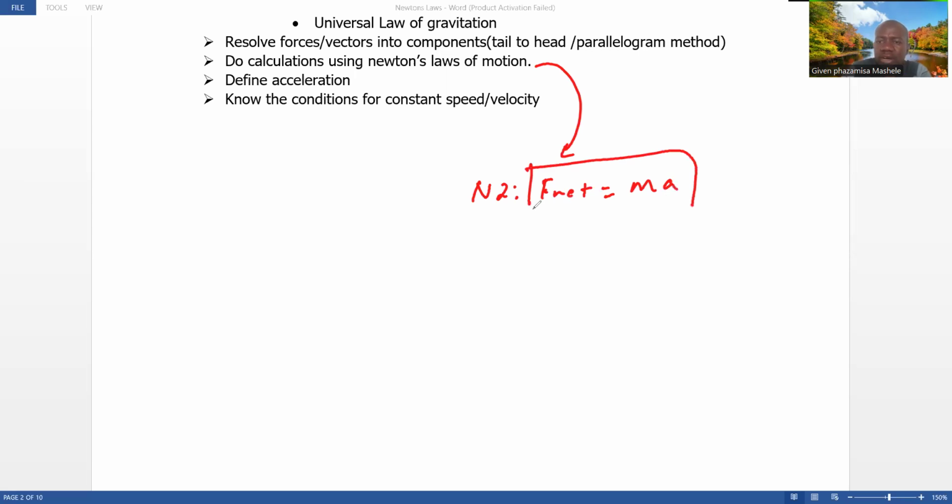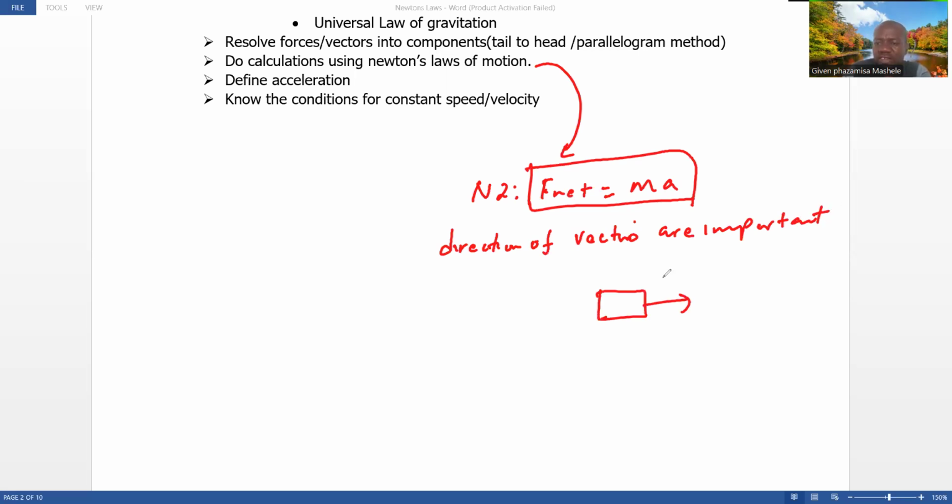And you need to understand that the direction of forces matters. The direction of vectors is very important. For example, a force that is directed to the right will not have the same effect as a force that is directed to the left. If you choose right as positive, it means this has to be negative. So the direction of vectors is important.